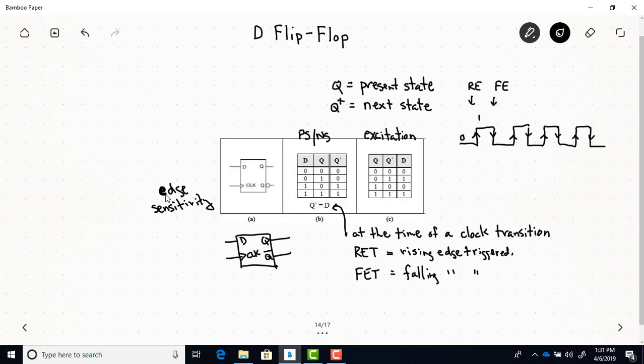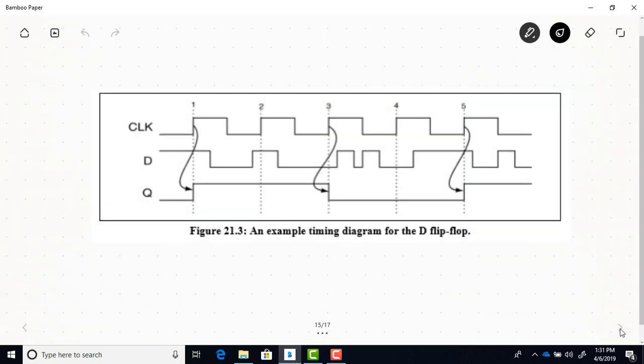And again, that's what's meant by edge sensitivity, is that the next data Q can only possibly change, and when it does change, it equals input D at the time of these transitions. Those are what are referred to as the edges. So to illustrate this, let's look at a timing diagram.